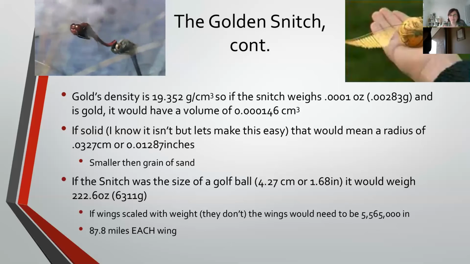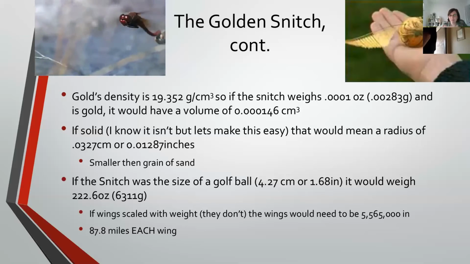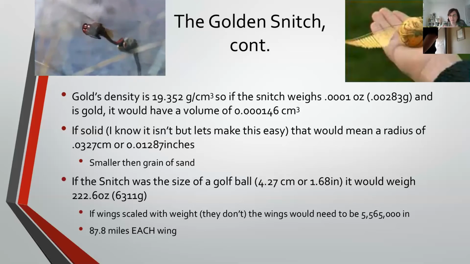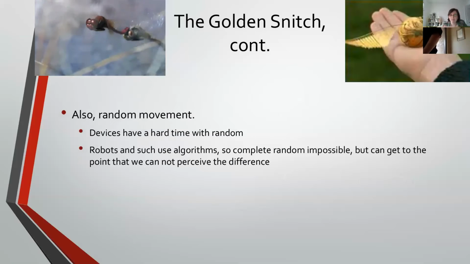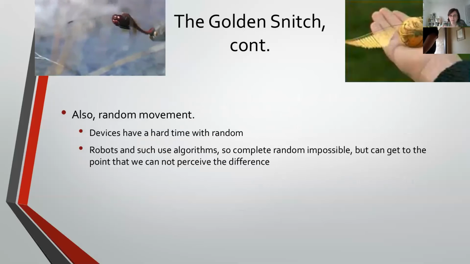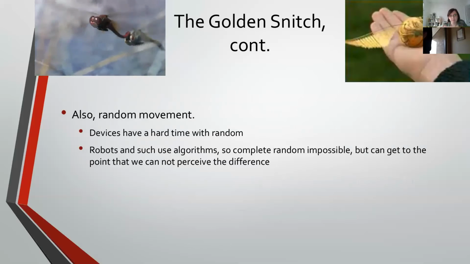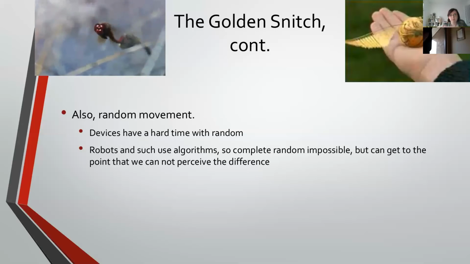So yeah, it's a problem. There's also another problem with the golden snitch. It has randomized movement. Random is really hard for computers. Computers can randomize theoretically, but how they do it is a weird algorithm. If you put iTunes on shuffle, it never seems random, it always seems to play some songs more than others.